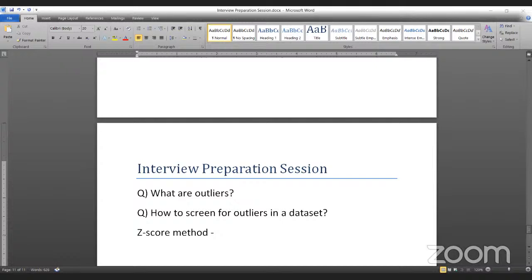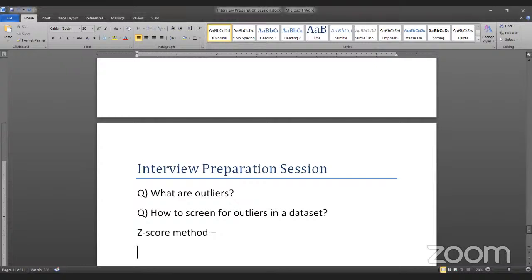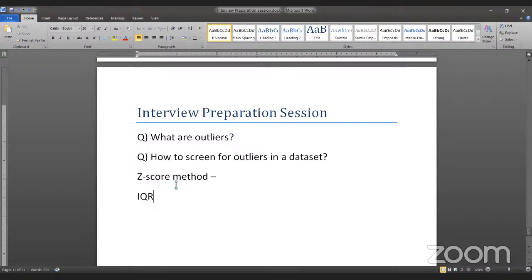And the second method is the IQR method, which the box plot uses. So these two methods are used to screen outliers.